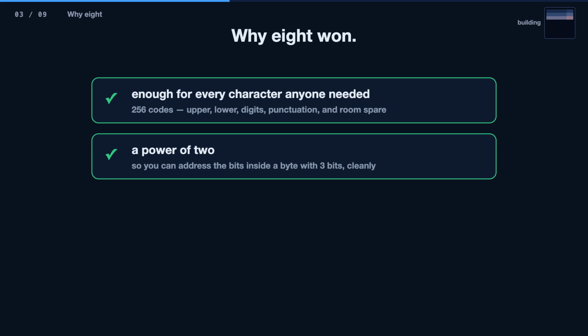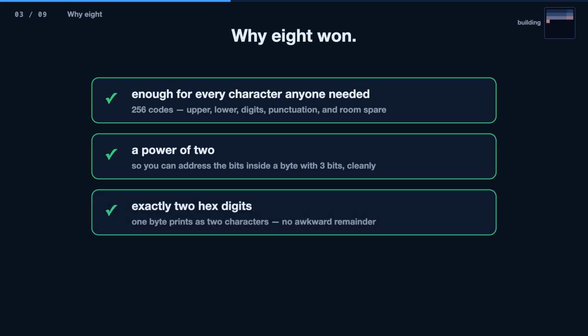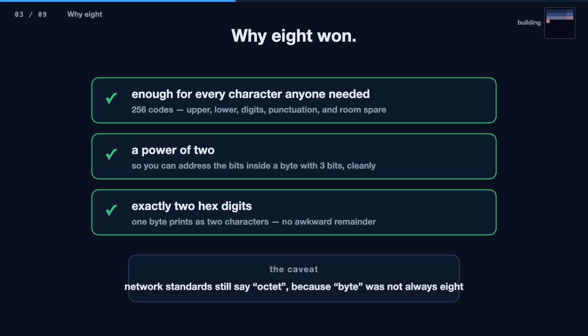So 8 is not a law of nature. It is a decision that stuck, but it was a good one. Eight bits gives 256 codes, enough for every character anyone needed, with room spare. It is a power of 2, and it splits perfectly into 2 hex digits.